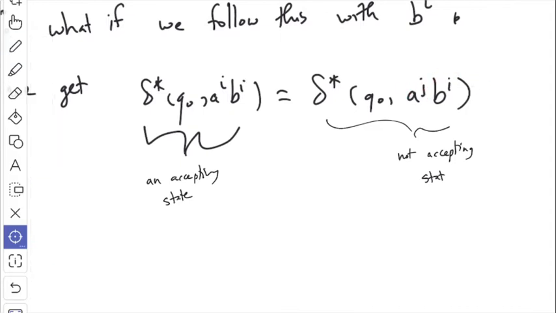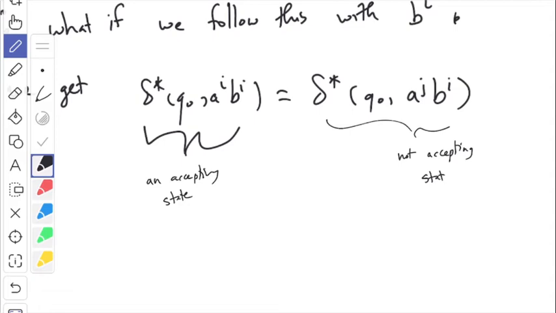And this is the contradiction, right? Because these are supposed to be the same. They have to be the same state. But I said, on the one hand, this is an accepting state, but on the other hand, this is not an accepting state. And so that is our contradiction. The fact that these two things are different, this is our contradiction.